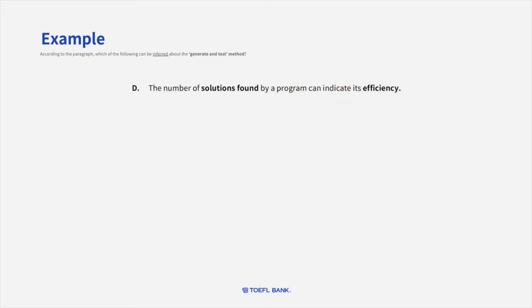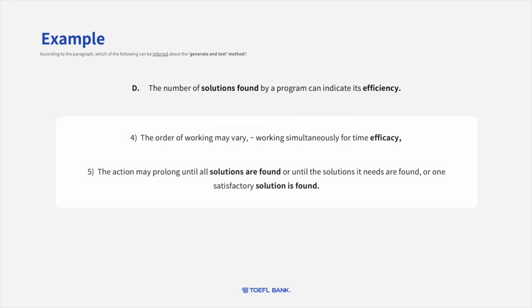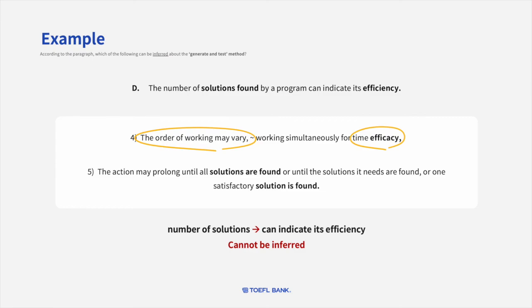D is, the number of solutions found by a program can indicate its efficiency. The passage states that one of the orders of working is efficient and that the action may prolong until all solutions are found, or until the solutions it needs are found, or one satisfactory solution is found. It cannot be inferred from the provided information that the number of solutions can indicate its efficiency. Therefore, D is an incorrect answer choice.